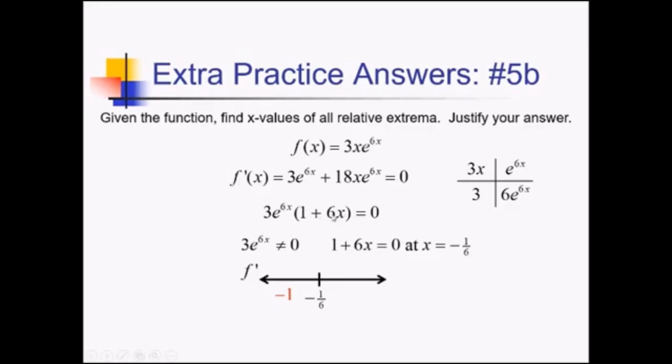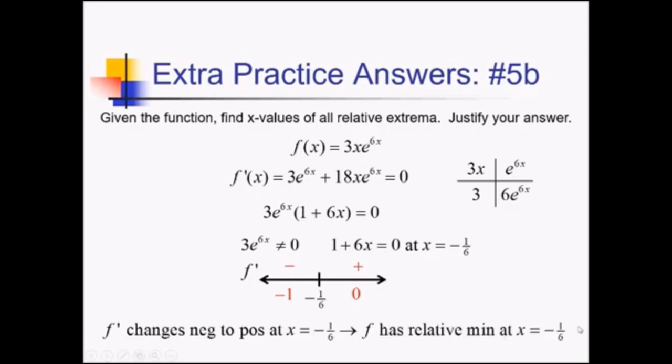So we have 1 plus 6 times -1. That's going to be a negative number overall. And then if I plug in something bigger than -1 over 6, 0 is a pretty easy one. I've got 1 plus 0 essentially, which is positive. And I notice here that f prime is changing from negative to positive at x equals -1 over 6. That means I have a relative minimum for f at x equals -1 over 6.